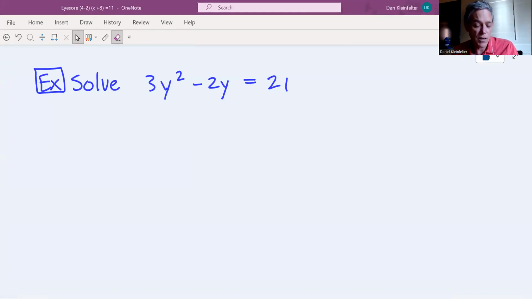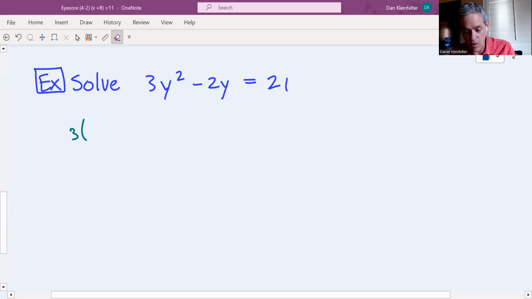All right, so on this one, our coefficient of the squared part is 3. It's tempting to look and say, okay, maybe there's a common factor. 3 and 21 both have 3 as a common factor, but unfortunately the 2 doesn't have 3 as a factor. So we're kind of stuck with it. What you can do still, though, is divide all the way through by that 3. So let's go ahead and do that.